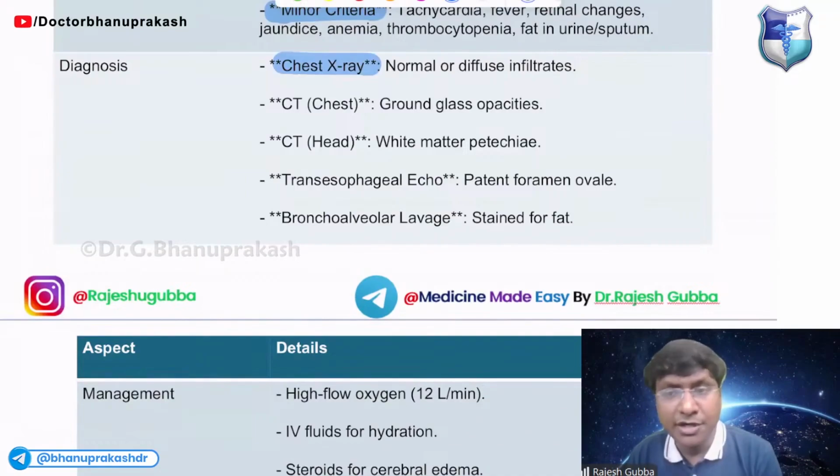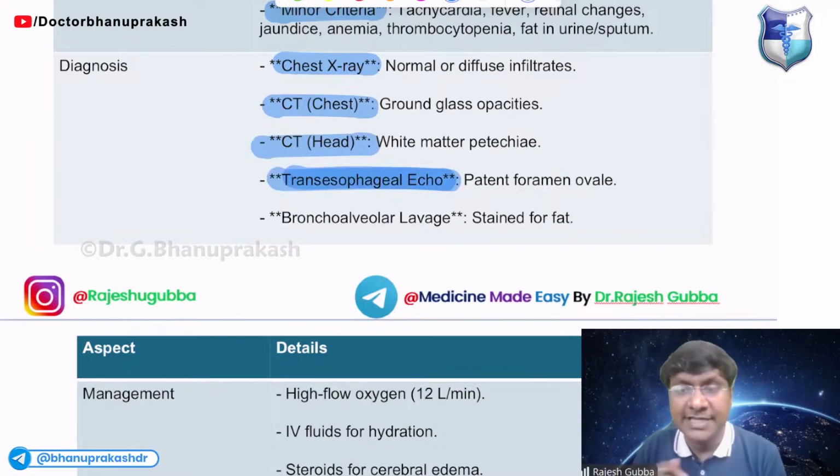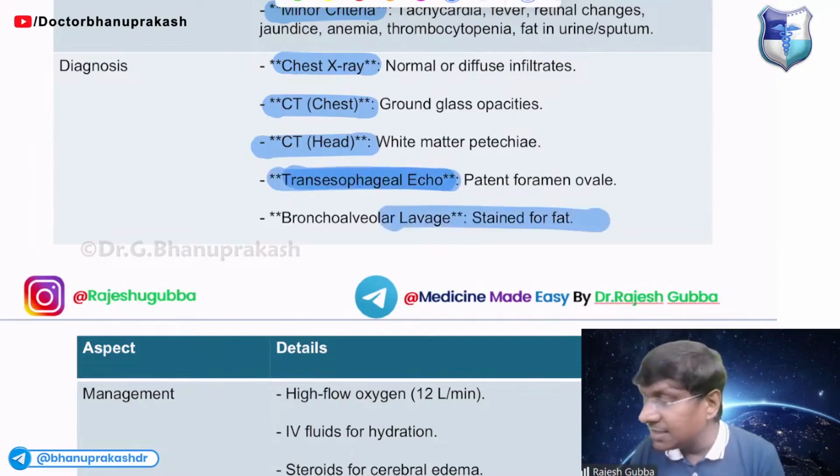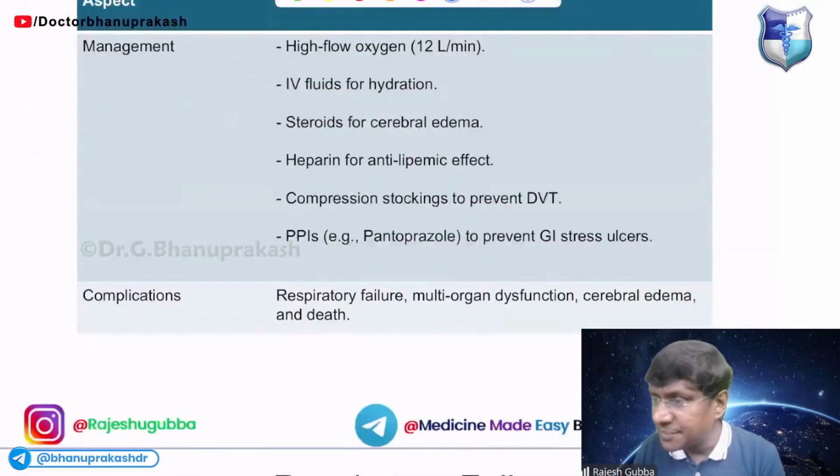Chest X-ray, normal or diffuse infiltrates. CT scan will show ground glass opacities. CT of the head will show white matter petechiae because of the fat embolism. Transesophageal echocardiography will show the presence of PFO, patent foramen ovale. Bronchoalveolar lavage is useful for staining the fat. Then how do you treat these patients?